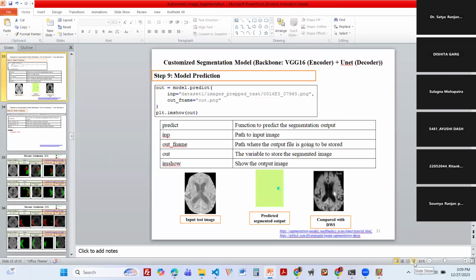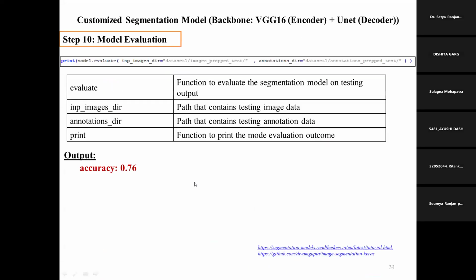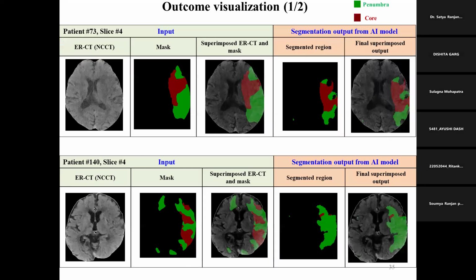So finally, we'll get to the segmentation. If you want to know how much accuracy you are getting, you can go for model evaluate, and it can predict that your accuracy is 0.76. This is a kind of performance evaluation we can do. This work is not yet published.